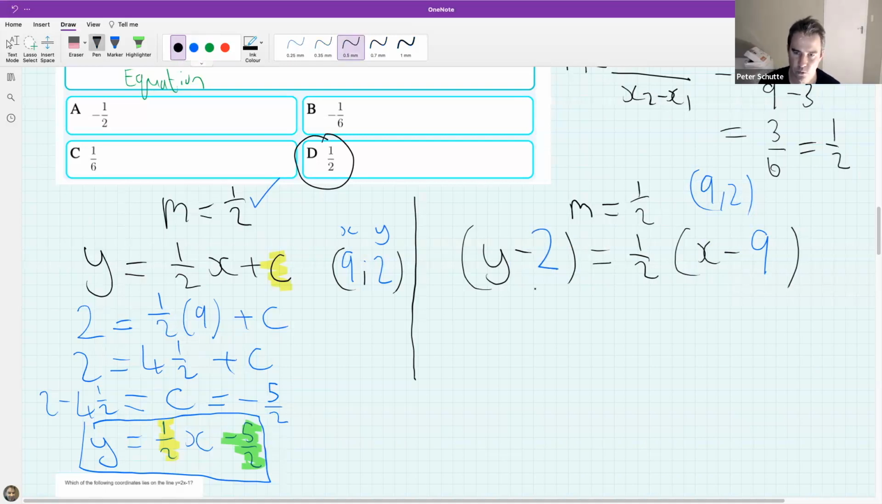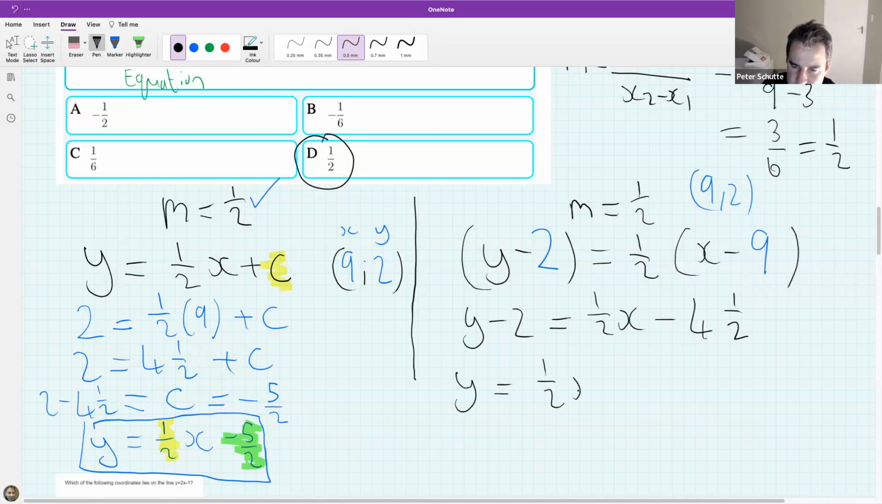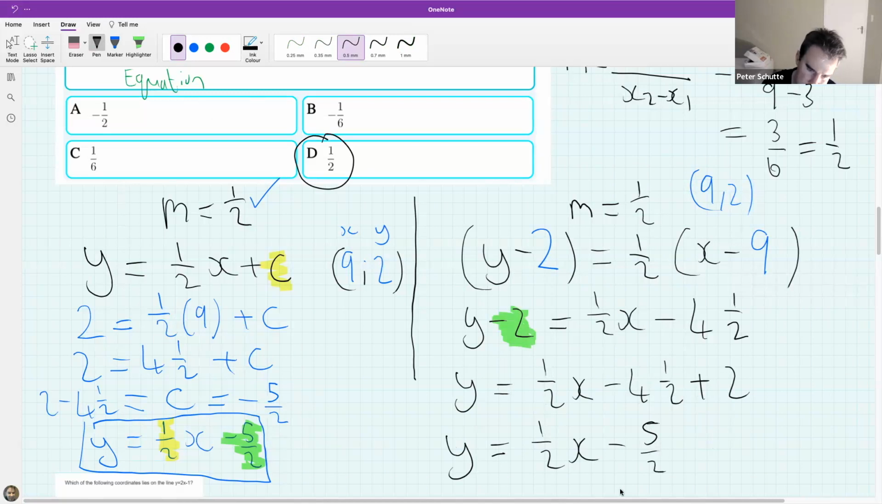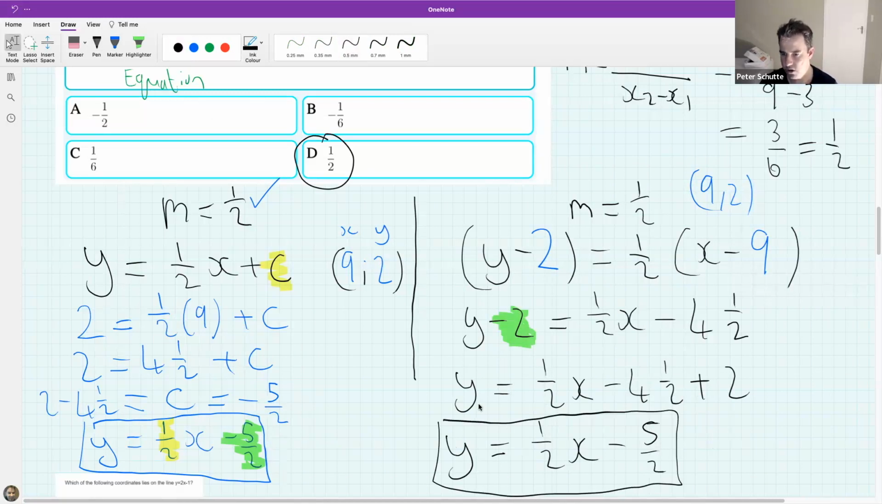Okay, so let's see if we get the same answer. What do we need to do? The y minus 2 is the same. This would be a half x. Now, what's minus 9 times a half? It's minus 4.5. Okay, so that's good. Then y equals a half x minus 4.5 plus 2. So what I've done is I've moved this minus 2 to the other side. And now I get a half x, so minus 4.5 plus 2 is just minus 2.5 or minus 5/2. And so the good news is both methods will give us the same answer.